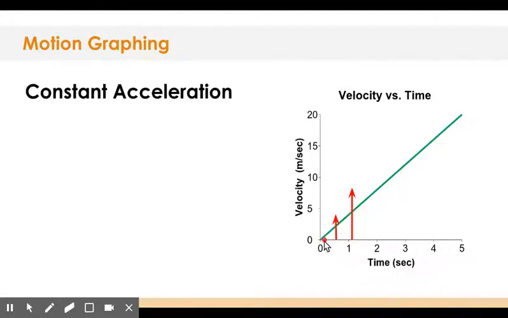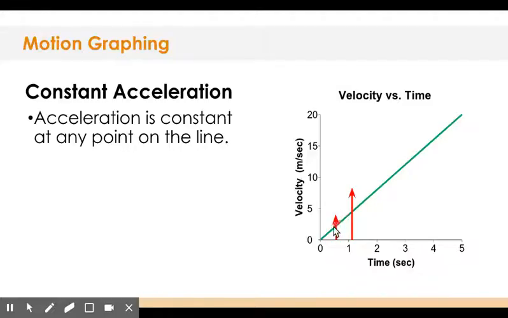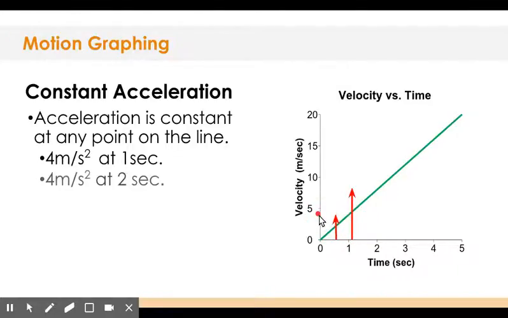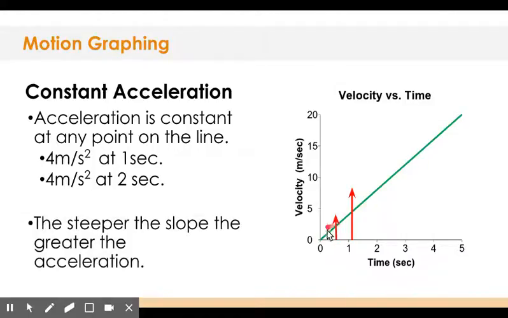If you're looking at a constant acceleration, the speed is going up, or the velocity is going up at the same rate for that entire 5 seconds. Acceleration is constant at any point on the line. It's going to be a straight line going up. So at 4 meters per second at 1 second, if you brought it right here and came across, 4 meters per second at 2 seconds, all right? The steeper the slope, the greater the acceleration. And so you need to make sure you're watching carefully. If it's a straight line, that acceleration is constant. It's going up at the same rate.